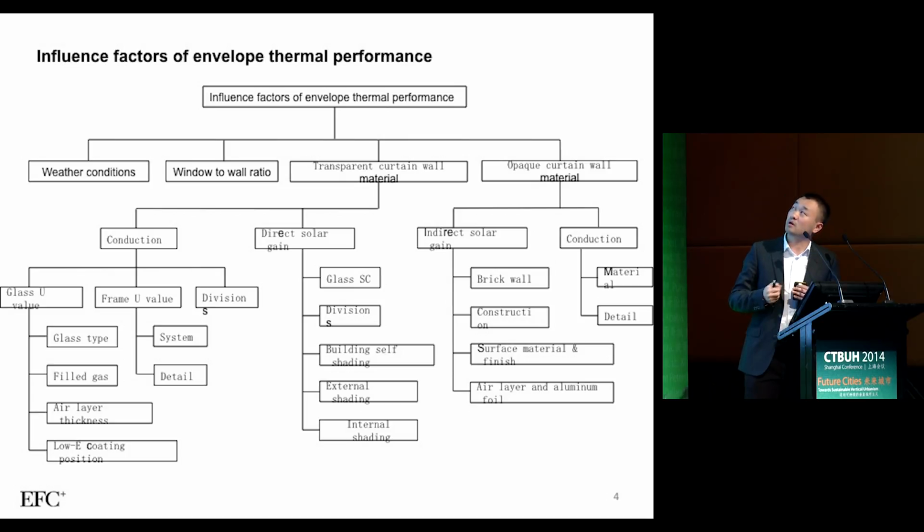Of course, for the transparent curtain wall, the most important thing is that we need to take radiation into consideration. Direct solar gain is the most important of them, and the other one is conduction, because as we all know, the U value of glass is not as good as some opaque walls. So this is another thing we need to take into consideration. For opaque curtain wall, the most important one is conduction, and indirect solar gain is a much smaller part we need to consider.